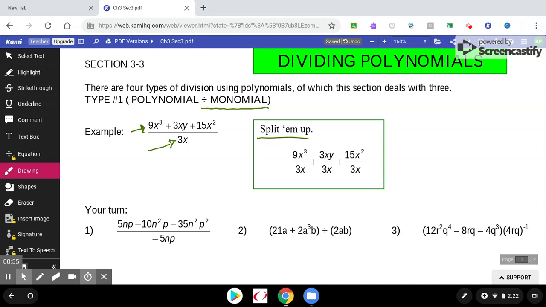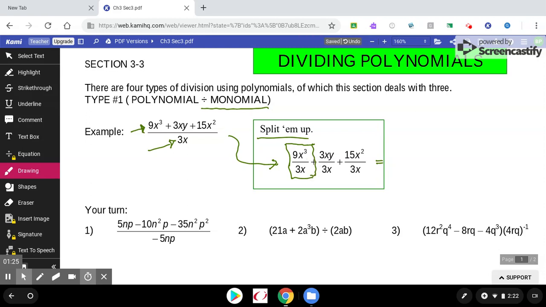So really, it's like three problems to do. I want to take the 9x cubed and divide it by 3x. I want to take the middle term and divide it by 3x. And I want to take the last term and divide it by 3x. Technically, you don't have to take the time to split them up like I've done in this example, but I still recommend it. Once you write it this way, it just becomes three little individual problems that we have already talked about in a previous section.